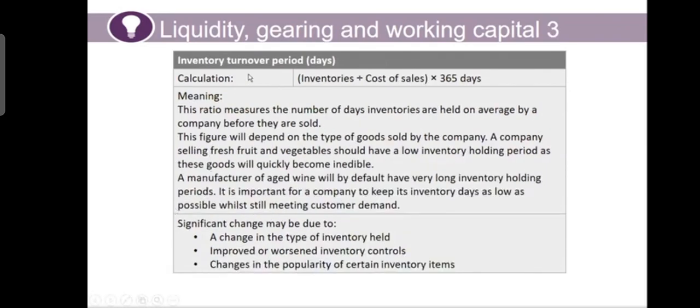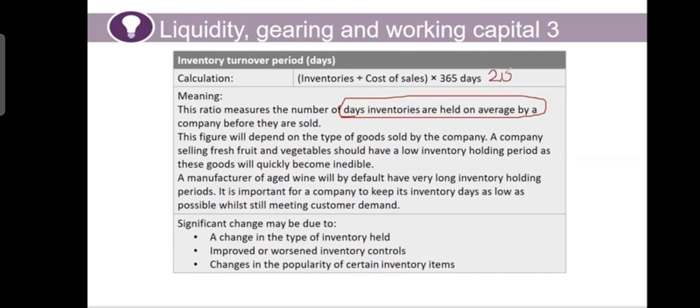Then you have the inventory turnover period. For the inventory turnover period, you use inventories divided by cost of sales. Sometimes you can use average inventories, like opening inventory plus closing inventory divided by 2. This ratio measures the number of days inventories are held on average by the company. So it tells you the shelf life of goods held by the business within your warehouse. How many days do the goods remain in your business before you sell them? You bring the goods, do you keep them for 1 month and then sell them, or for 1 week, or probably you sell the goods the same day?